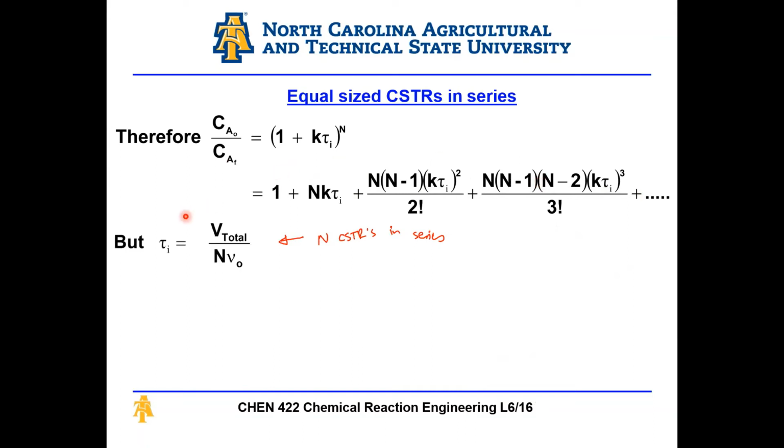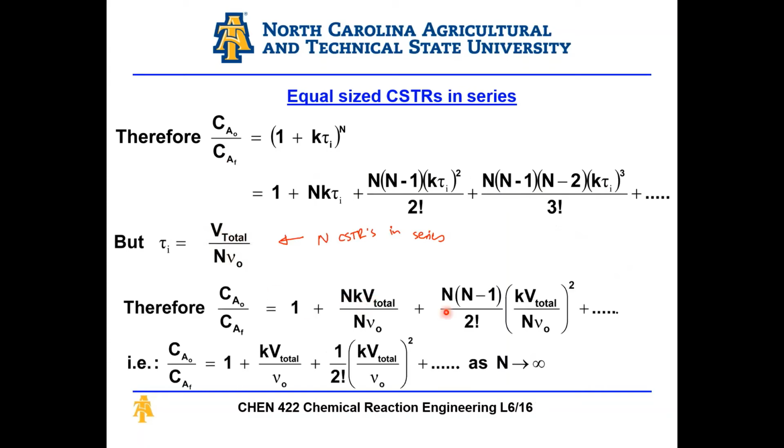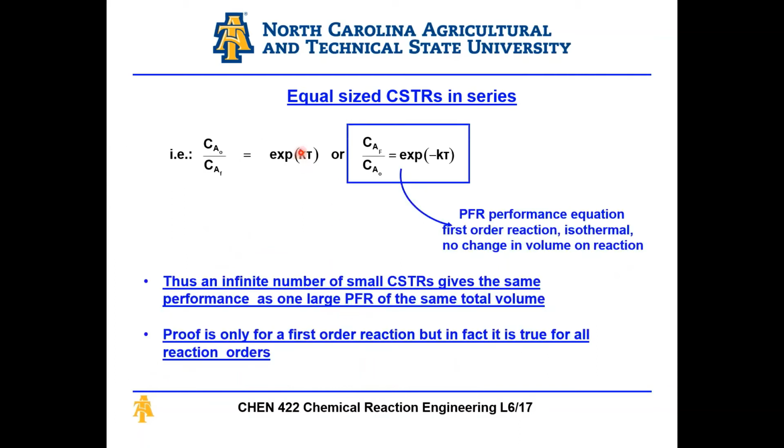I plugged in the definition of tau i, V total over n V naught, and then I just canceled the n's and simplified it to get this series expression here. And this series expression as n approaches infinity is equal to exponential of k tau. This basically becomes your PFR performance equation for a first order reaction, isothermal, no change in volume on reaction. So this is the performance equation of equal CSTRs in series.